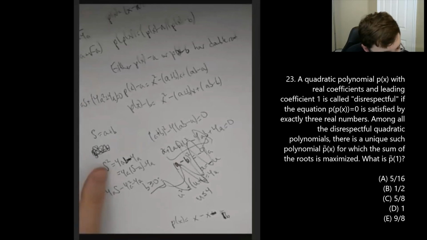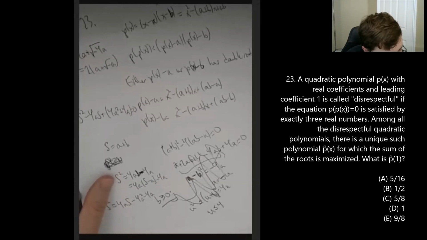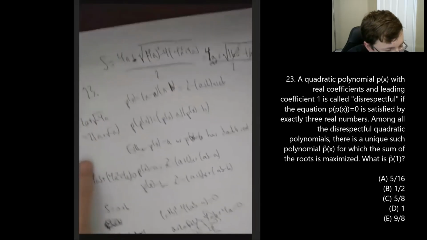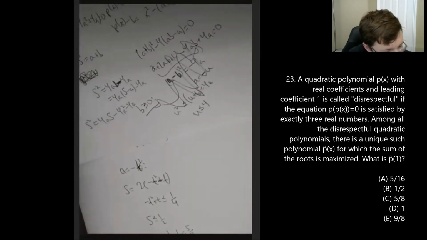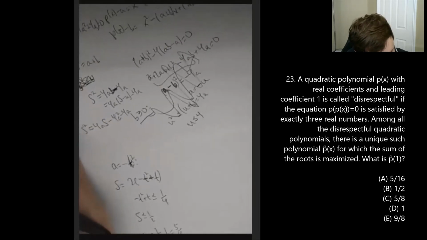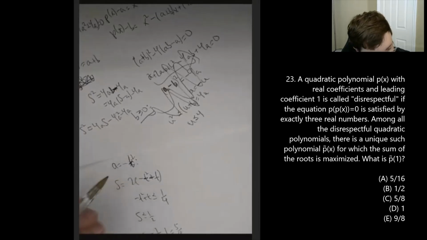Okay, s squared minus 4a s plus 4a squared plus 4a is 0. s equals 4a plus or minus the square root of 16a squared minus... okay. Yeah, okay, 2 times a plus the root of minus a quarter, plus or minus a quarter, yeah, okay.